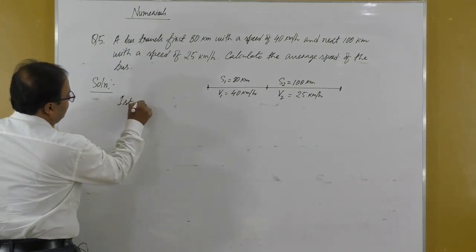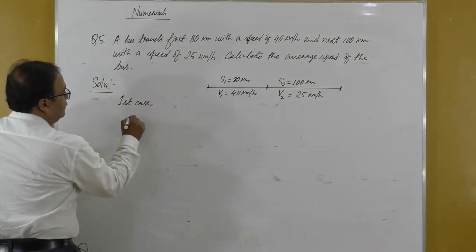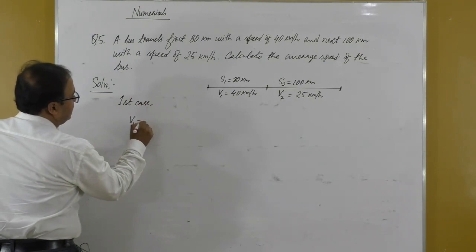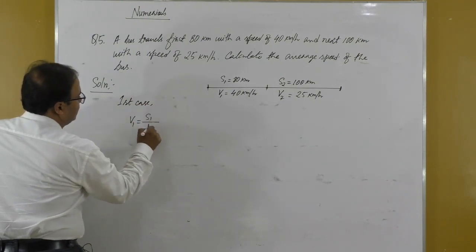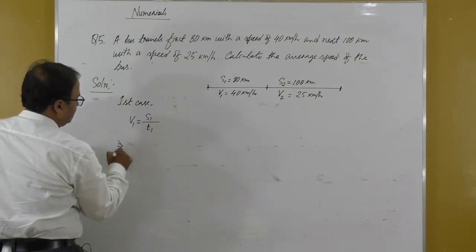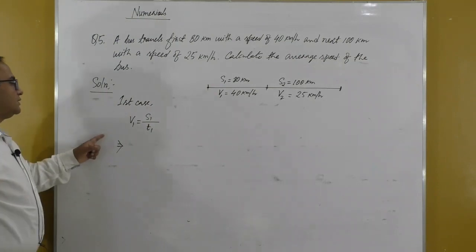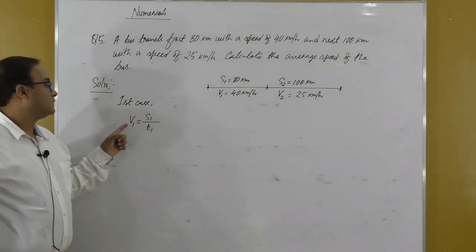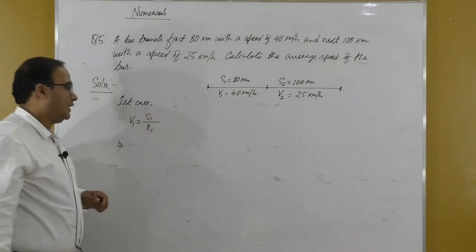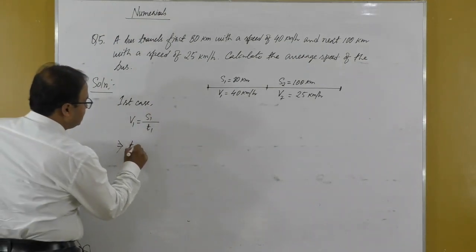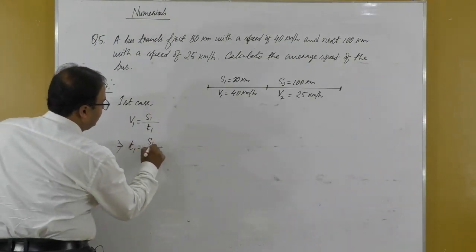First case, we can write V1 is equals to S1 by T1. Here speed is equals to distance by time. So T1 is equals to S1 by V1.